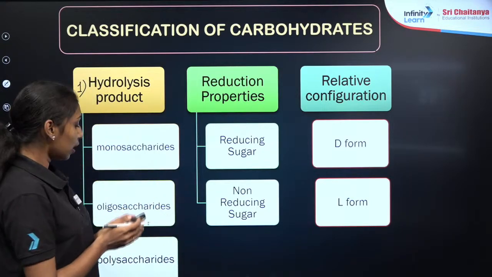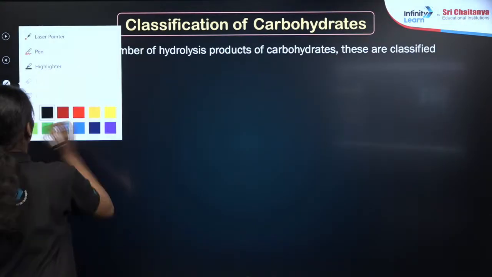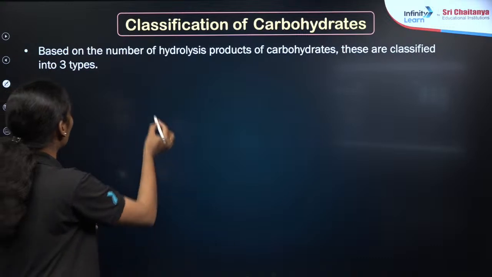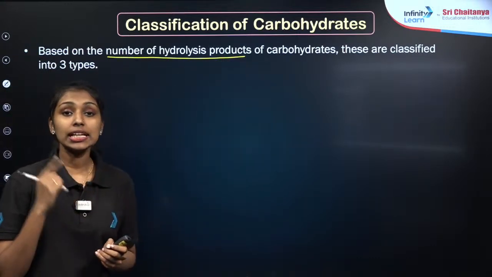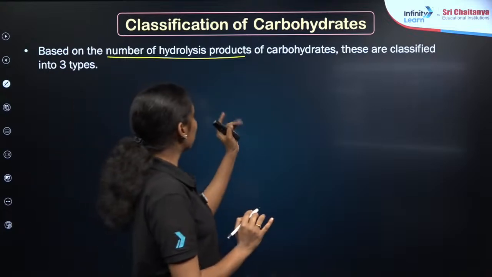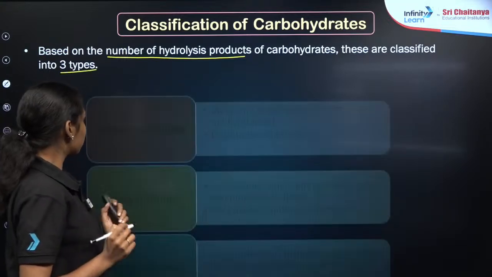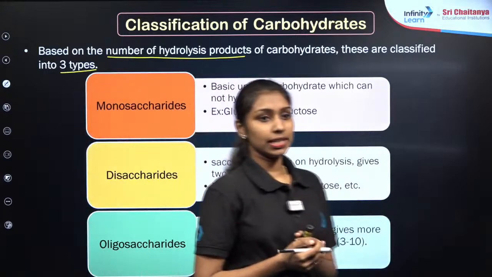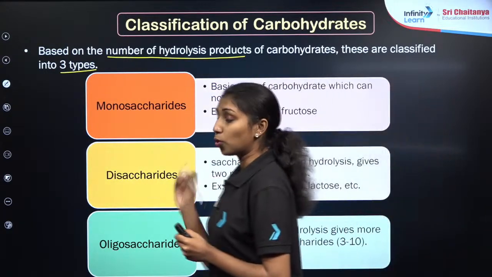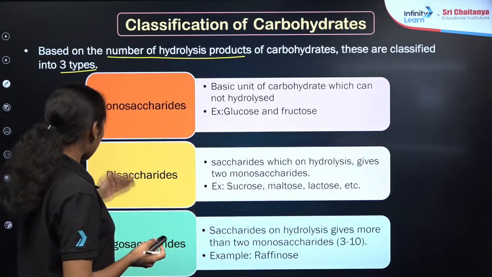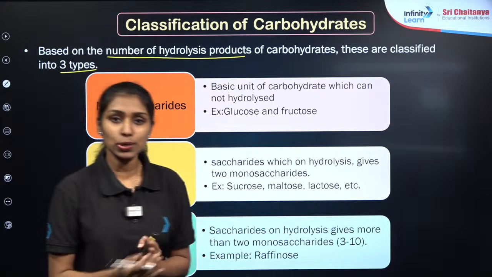Let us talk about the classification based on the hydrolysis products, right? We can classify the carbohydrates based on the number of hydrolysis products into three types. What are they? Three types, right? First one is the monosaccharides, then disaccharides and oligosaccharides. Let us see what you mean by monosaccharides.